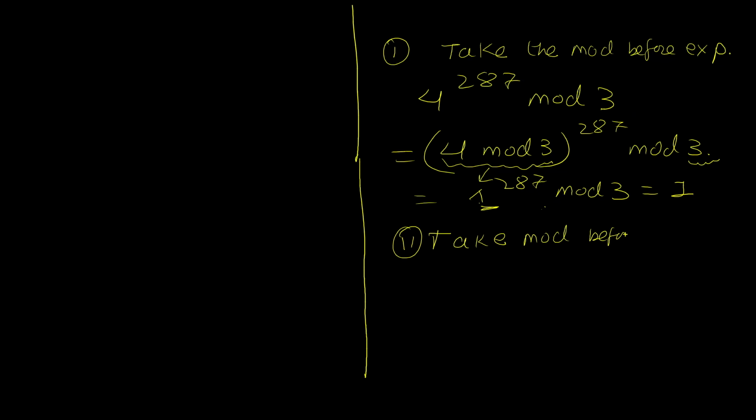So second, I want to call take mod before multiplying. Okay. So let's say I want to evaluate 3 to the power 3 mod 5. What would I do normally? I would start by calculating 3 to the power 3 and then I would take the modulus of 5. And let me show you how we can improve on that.